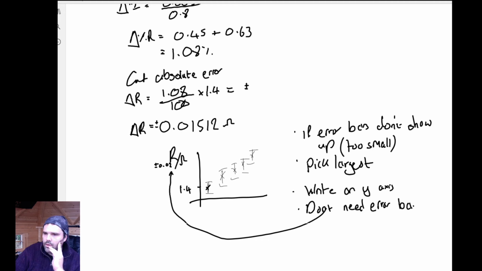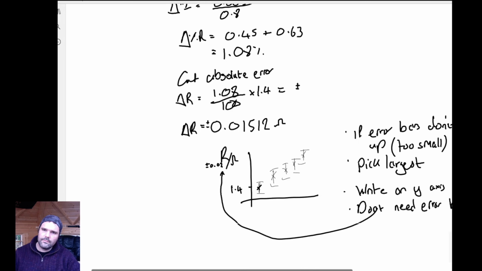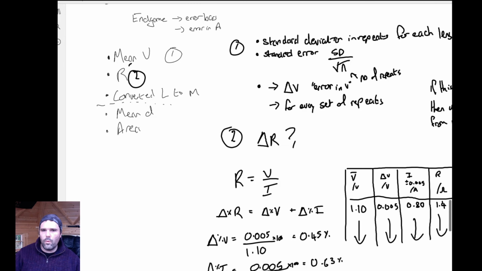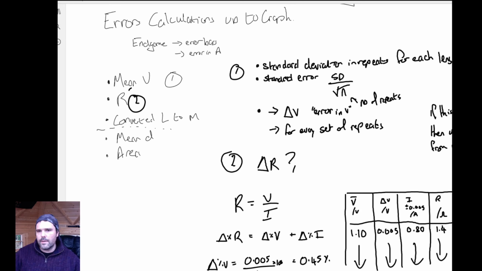So if your errors are too small to show up on the graph, you can still put them on the graph, but put the worst case scenario as a plus or minus on the axis label, and don't put error bars in. Okay, so that's the long-winded bit. Convert L to meters. Alright, well that's easy.